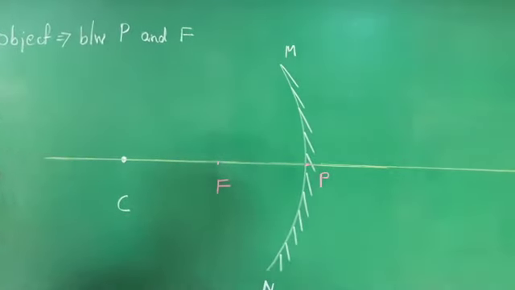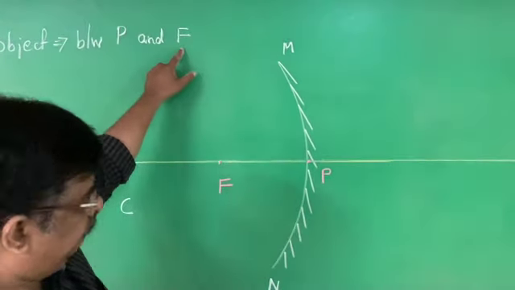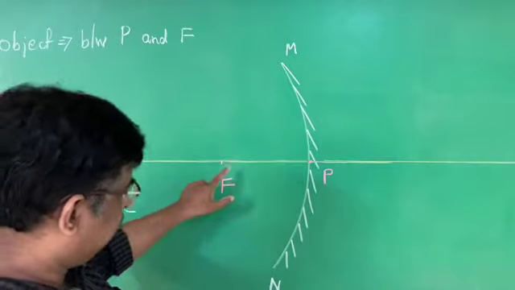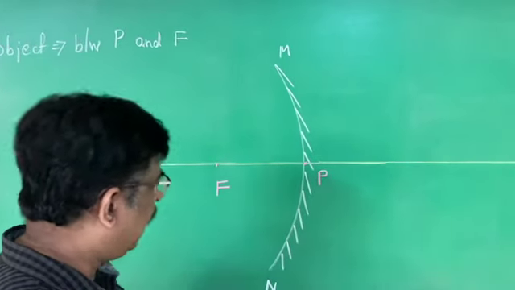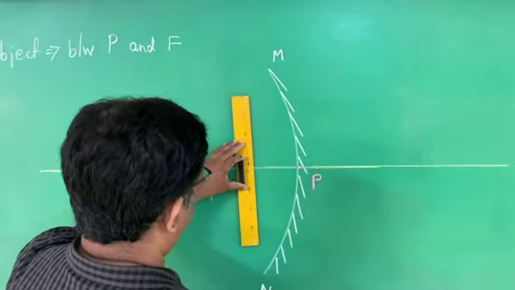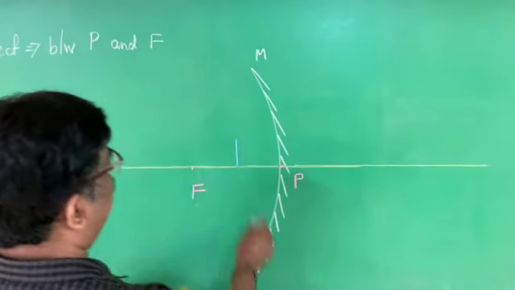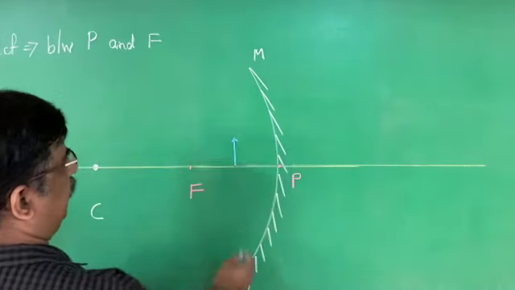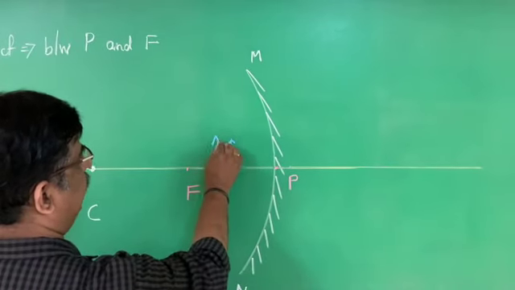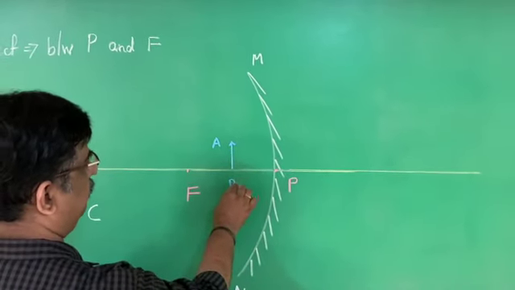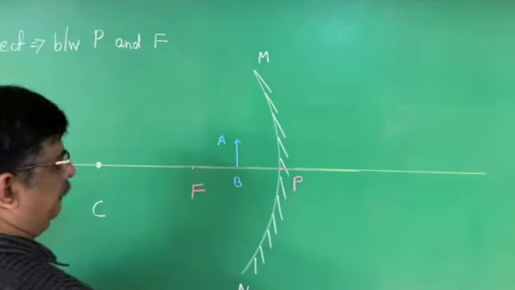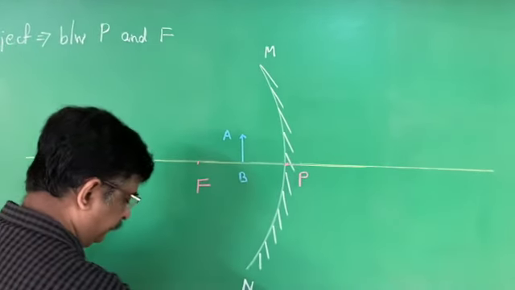Now, the object is placed between P and F. P and F means here, somewhere here. I write the object. See, this is the object. This arrow I consider as the object and this is AB.